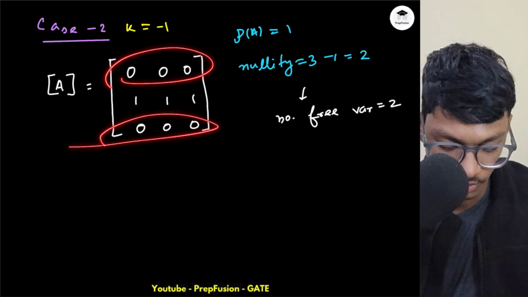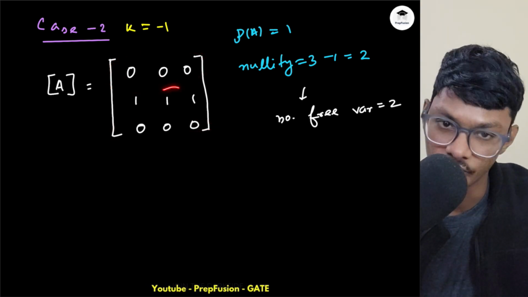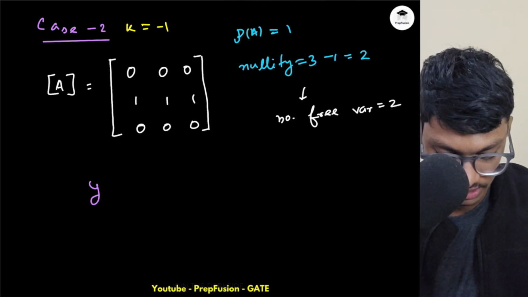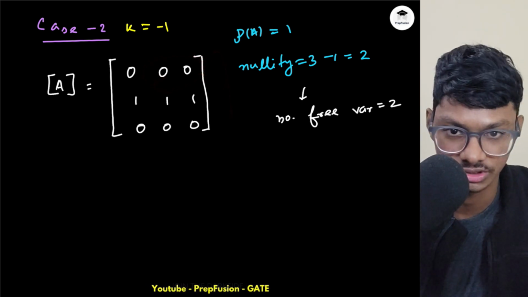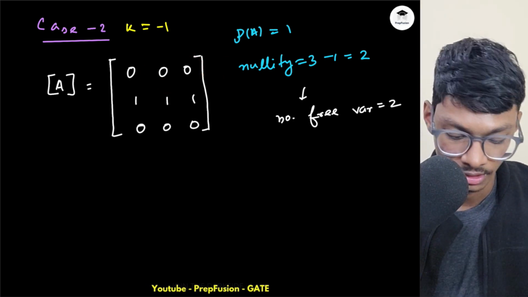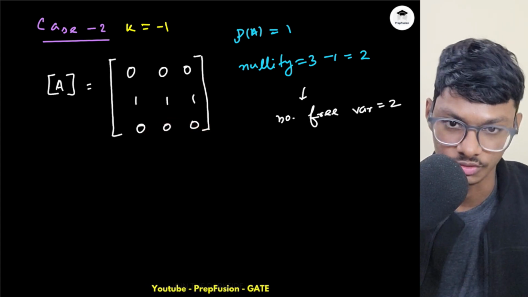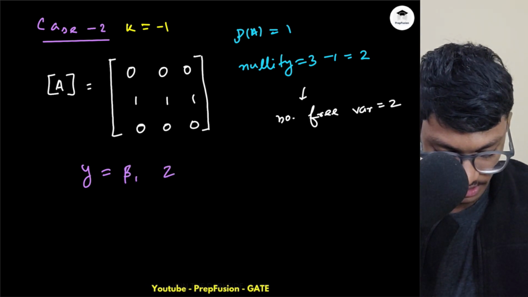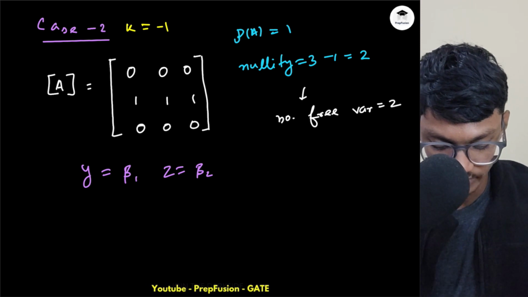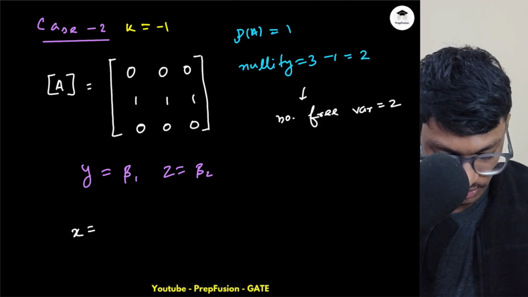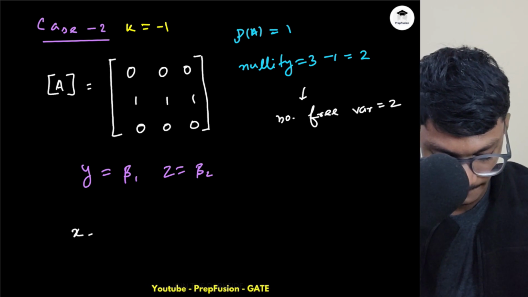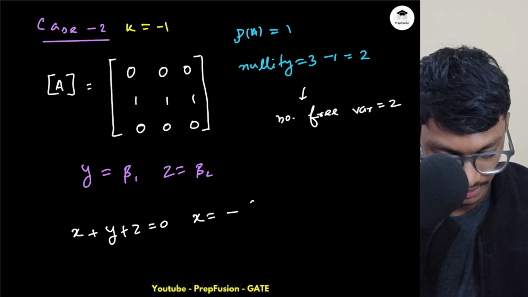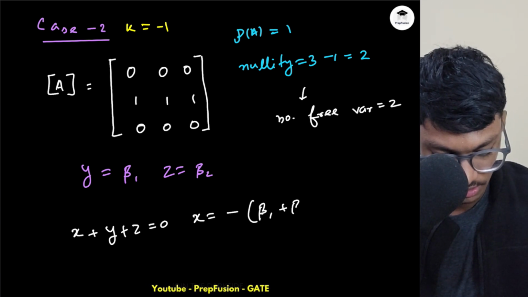Anyways, you can see two 0 equations. So I have to choose y and z effectively, or you can choose x also, it doesn't matter. This equation is saying 0 equals 0, because the right-hand side is anyway 0, and this equation is also saying 0 equals 0. So I have to choose y equals beta 1 and z equals beta 2, two free variables. If I choose y equals beta 1 and z equals beta 2, then from x plus y plus z equals 0, x will be equal to minus of beta 1 plus beta 2.